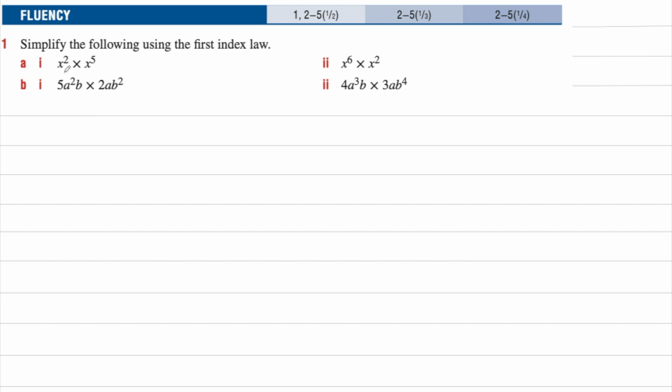That's why for the first question you will have x to the power of 7, and for the second one, the same idea, you will have x to the power of 8. And for the next one, you will have three terms. The first one is the constant number, the second one is a, and the third one is b, multiplied with the constant number, a, and b squared like this.